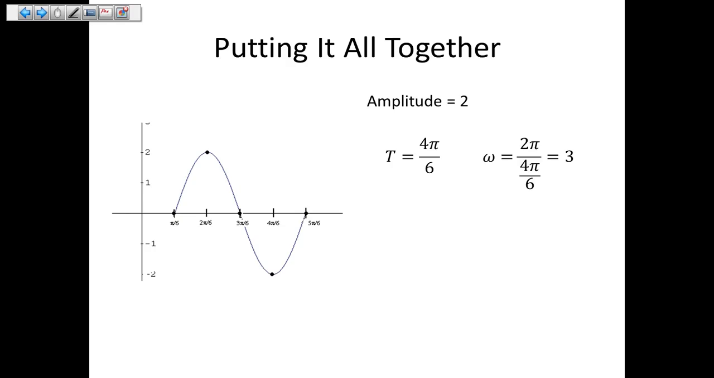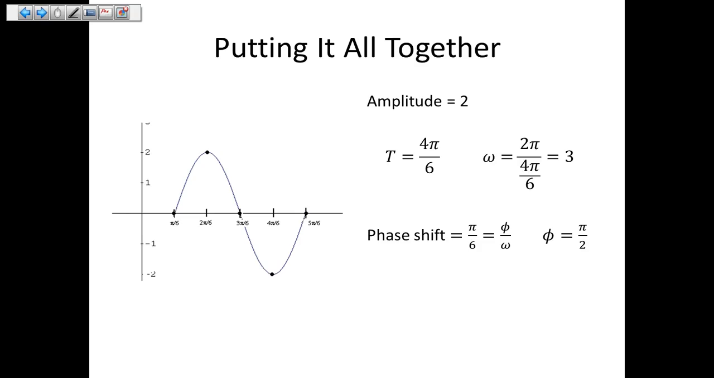Now again, how did I get that? Well, I don't exactly have 2 crests to talk about. I don't have 2 troughs to talk about. I've got one complete wave. And that wave starts at pi over 6 and it ends at 5 pi over 6. So our period is 4 pi over 6. Now yes, that'll reduce down to 2 pi thirds, which means that omega is equal to 3.